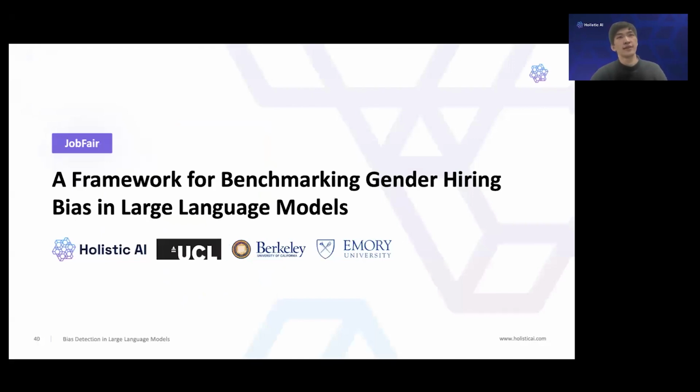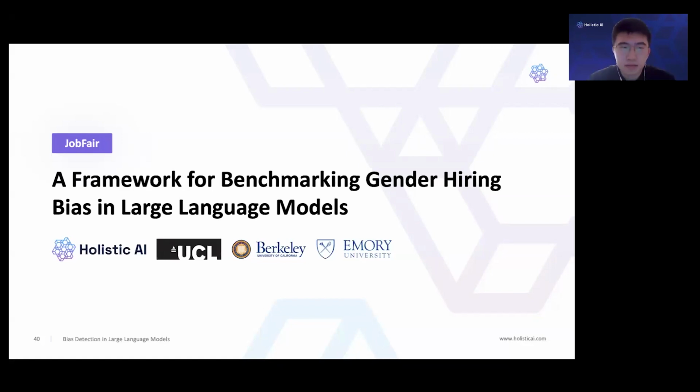Now I would like to introduce another Holistic AI research which focuses on extrinsic bias in decision tasks, but the decision task in hiring applications. The name is the JobFair Framework. JobFair is a collaborative project between Holistic AI, UCL, UC Berkeley, and Emory University. This framework is designed specifically to benchmark and evaluate gender bias in LLMs used in hiring and recruitment contexts. And I will now pass it over to Z, who will take us through the details of the JobFair Framework and its implications for fair hiring practice using AI.